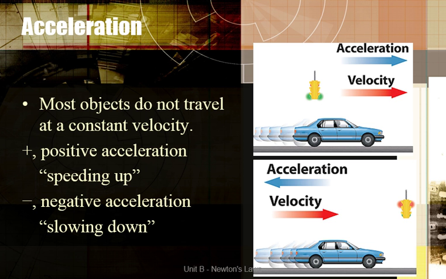In the second part of the graphic, it shows a car approaching a traffic light that has turned red. The car, at a faster speed, has to slow down and come to a full stop. That is negative acceleration.